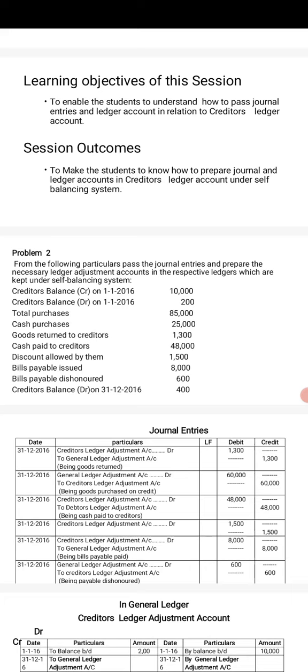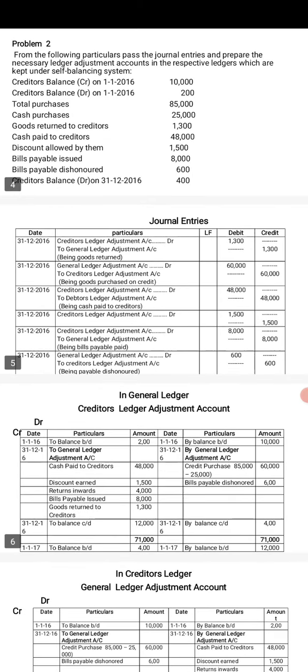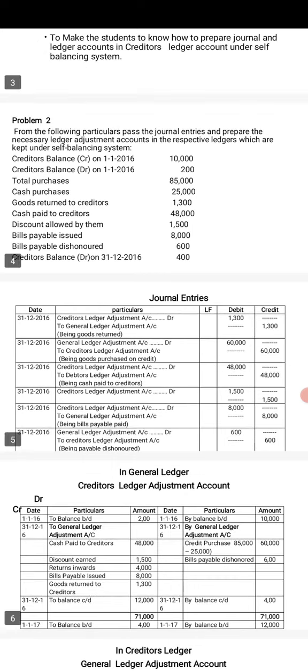Creditors balance debit on 31st December 2016. This you have to enter under the debit side of the creditors account. Credit side of the creditors account. First, you have to pass the journal entry. We can pass first, as I have written here.